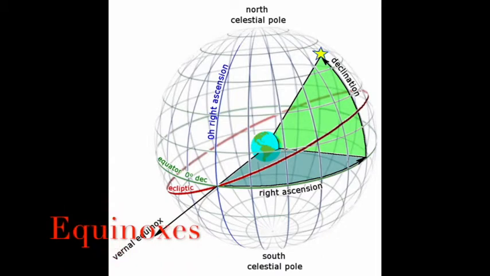Equinoxes. The equinoxes are the two points on the celestial sphere where the celestial equator intersects the ecliptic. The vernal equinox is shown in this figure. The autumnal equinox is located opposite the vernal equinox. The vernal equinox is also known as spring equinox.